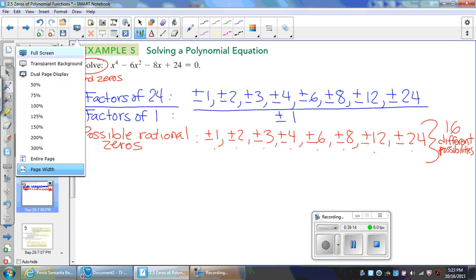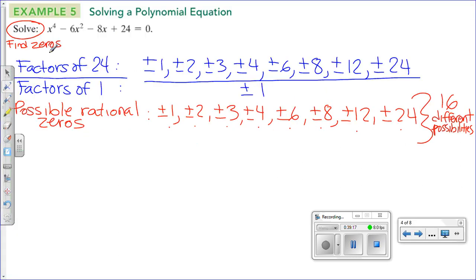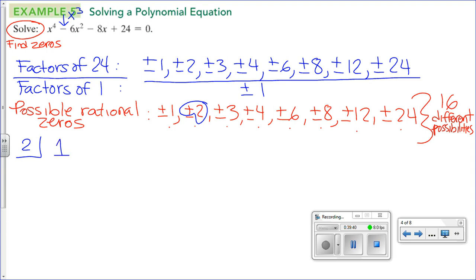So our educated guess was x is equal to positive 2. So we're going to do synthetic division with positive 2. Our coefficients, we make sure they are in order, but I noticed that there is no x cubed. So remember, when you do synthetic division, you must account for that space with a 0. So for x to the 4th, the coefficient is a 1. For x cubed, the coefficient is a 0. For x squared, the coefficient is a negative 6, and then negative 8, and 24. So we do synthetic division here.